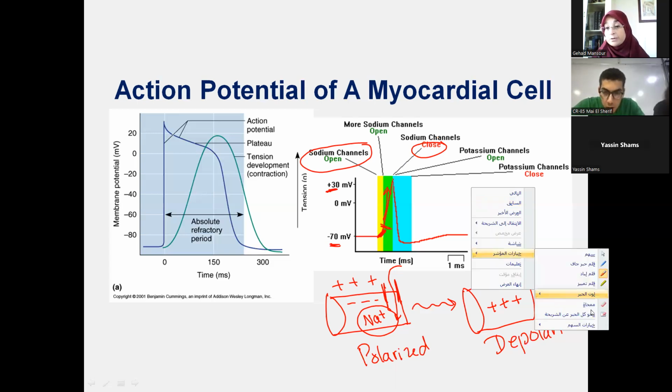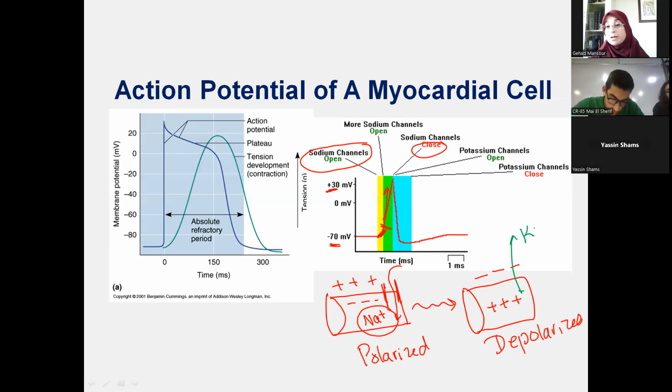بتعمل ايه البوتاسيوم channels؟ لما بتفتح البوتاسيوم channels بتخلي البوتاسيوم يطلع لبره، يبقى أنا برجع أقلل البوزيتيفيتي inside. So when the potassium channels open بيعملوا عكس الصوديوم. الصوديوم لما كانت الصوديوم channels بتفتح الصوديوم كان بيدخل لجوه فزود لي البوزيتيفيتي inside وقلل لي البوزيتيفيتي outside وعمل لي depolarization. لكن لما البوتاسيوم channels بتفتح بعد الصوديوم channels ما بتقفل البوتاسيوم channels allow potassium to pass outwards.